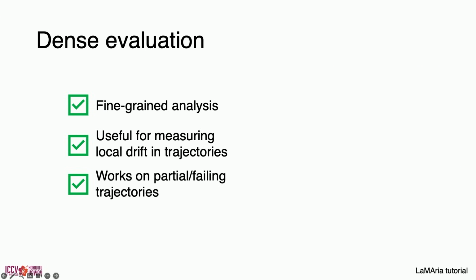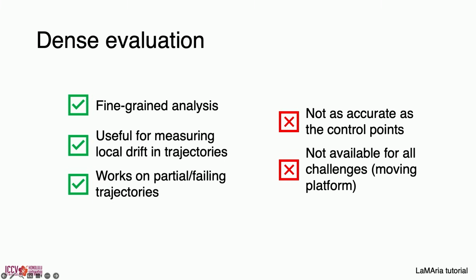Some usefulness and positives about this evaluation is that it's fine-grained, so you can check errors not only at images that observe control points, but also the rest of the trajectory. It's good for measuring local drift, and this recall also works for partial and failing trajectories. However, it's not as accurate as our control points, and it's also not available for challenges, especially the moving platform, because in some cases we don't have an initialization for this optimization.